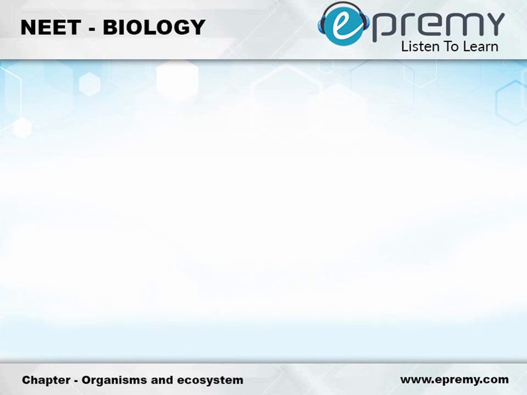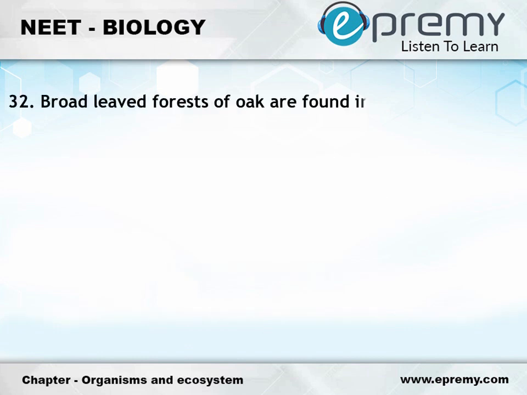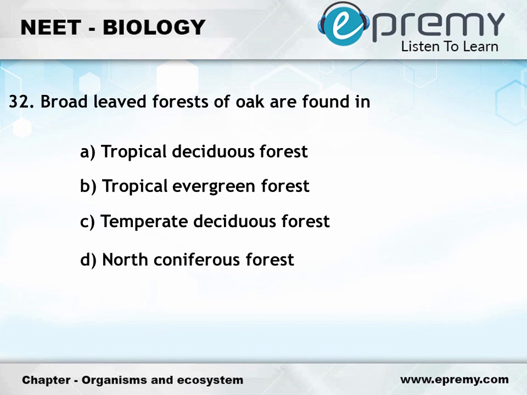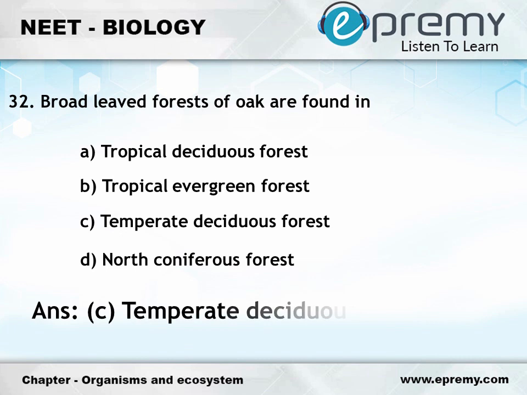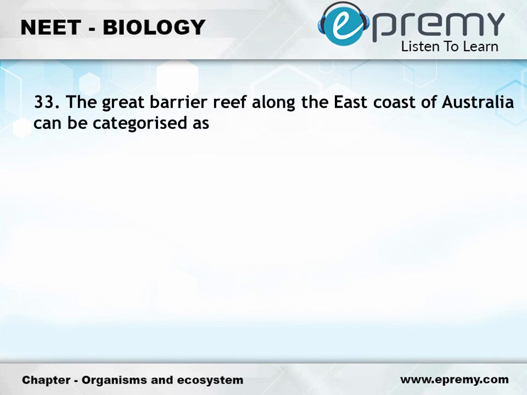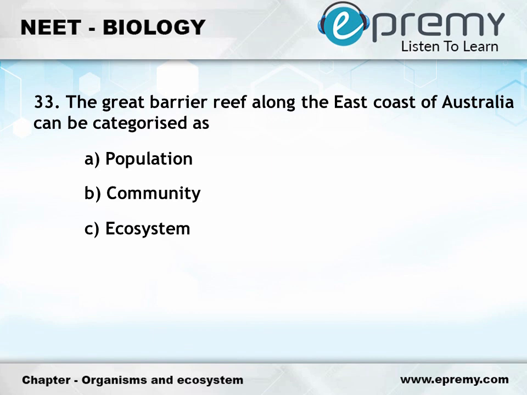Question number 32. Broad-leaved forests of oak are found in option A, tropical deciduous forest, option B, tropical evergreen forest, option C, temperate deciduous forest, option D, north coniferous forest. The answer is option C, temperate deciduous forest. Question number 33. The Great Barrier Reef along the east coast of Australia can be categorized as option A, population, option B, community, option C, ecosystem, option D, biome. The answer is option C, ecosystem.